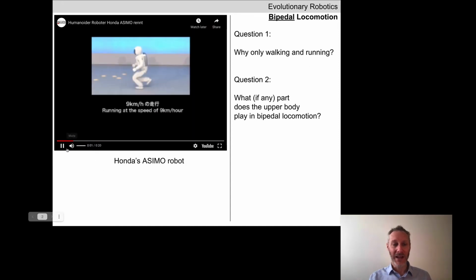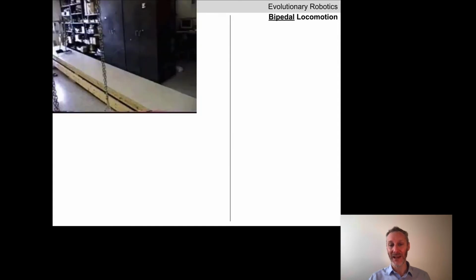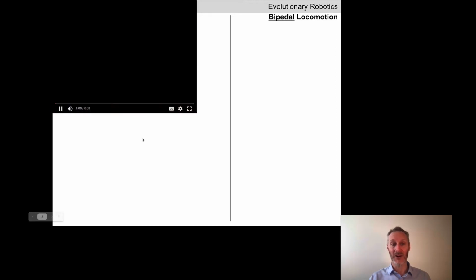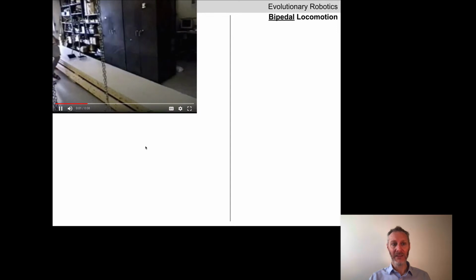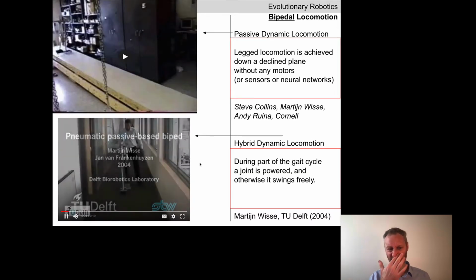We ended last time by looking at two extreme examples of bipedal locomotion in machines that strike very different trade-offs between the 4 features of legged locomotion that matter to us. We looked at the Asimo robot, we looked at the passive dynamic walker last time, and then we ended by looking at the hybrid dynamic walker developed at TU Delft.